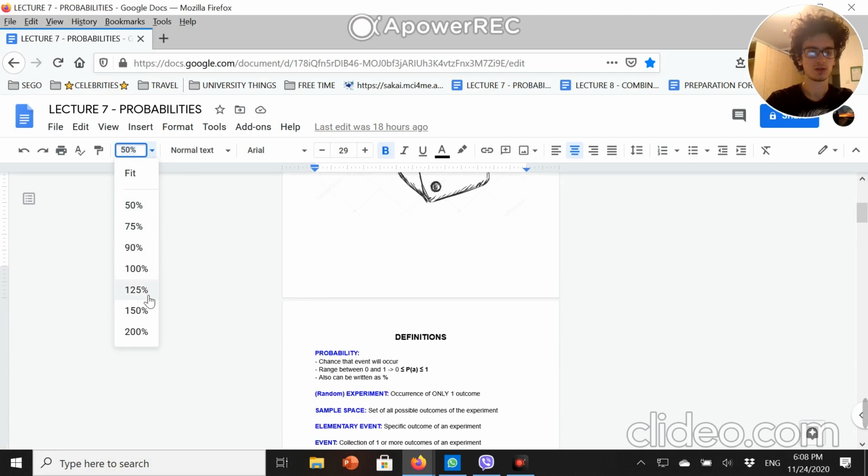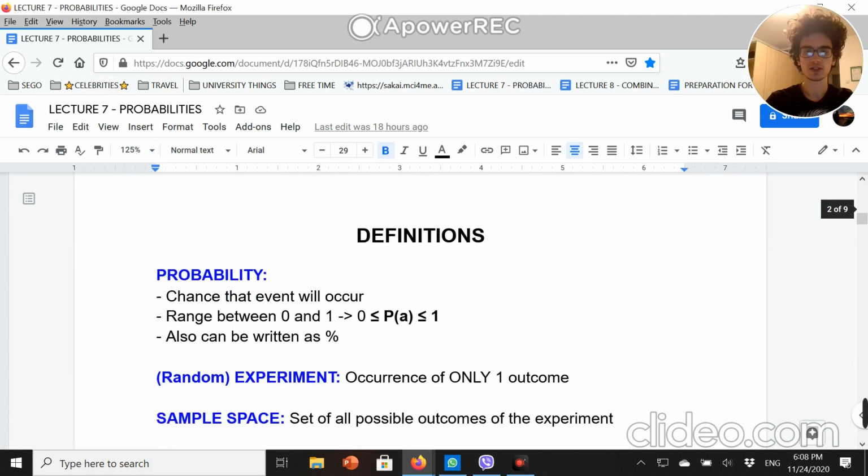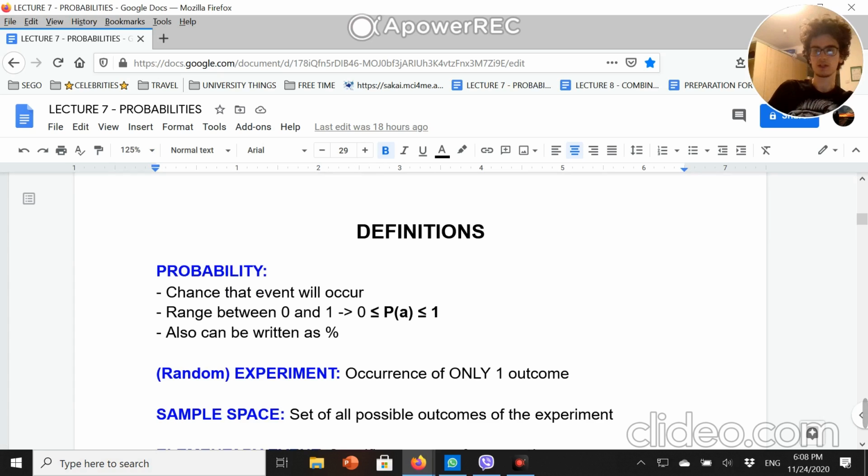Before I start talking about solving exercises, I'm just going to run through the definitions, because this topic relies on the definitions and on the theoretical part. So once you get that, you can go on to solve the numerical problems.